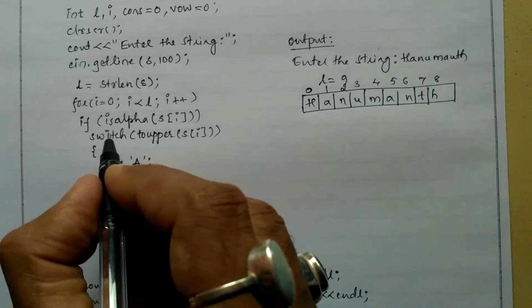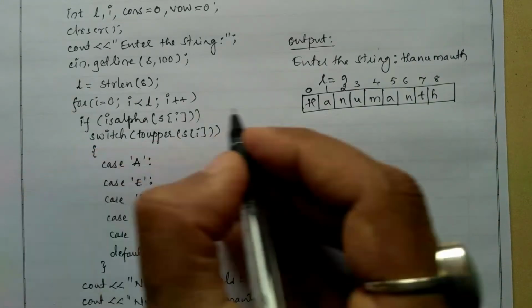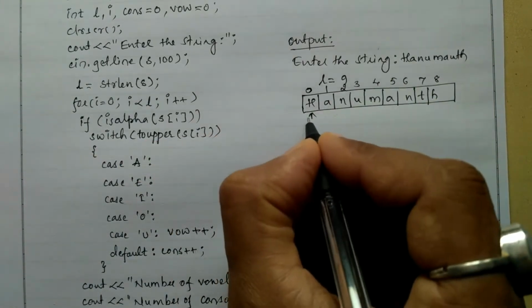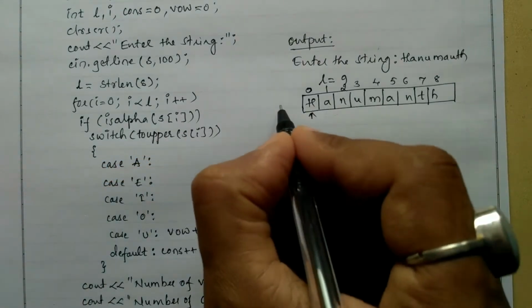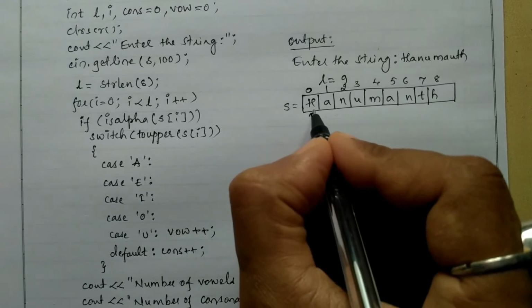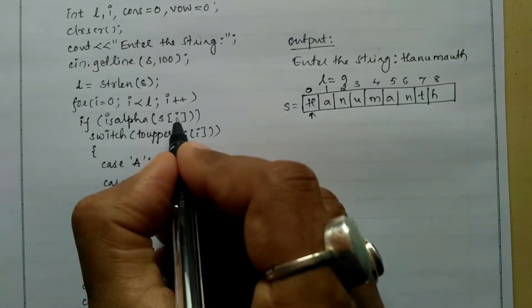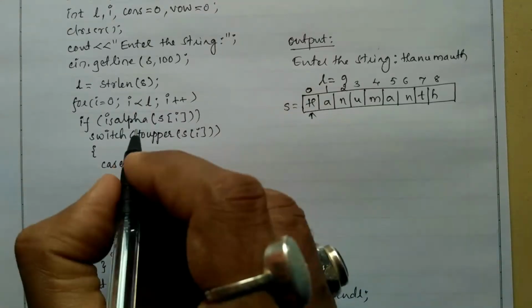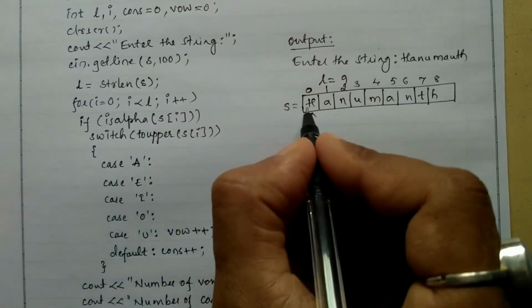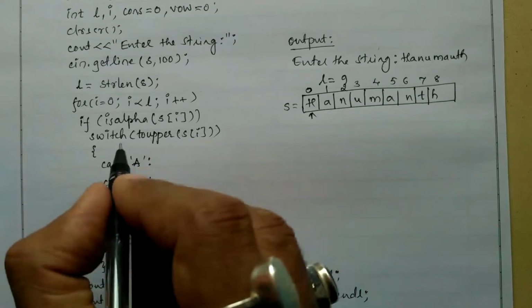Okay. So next we are going to check for i is equal to 0. So it is going to point to H. isalpha of s[0]. So here this is s. s[0] consisting of capital H. Yes, it is an alphabet. It is true. Then toupper. So it is already uppercase, so it is not going to convert because it is already uppercase only.